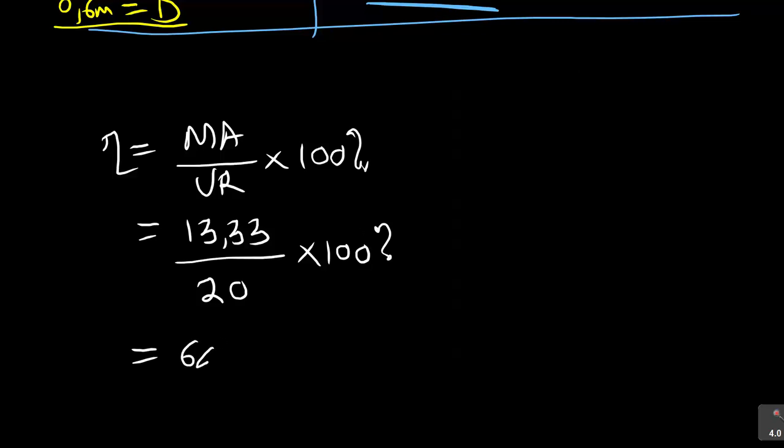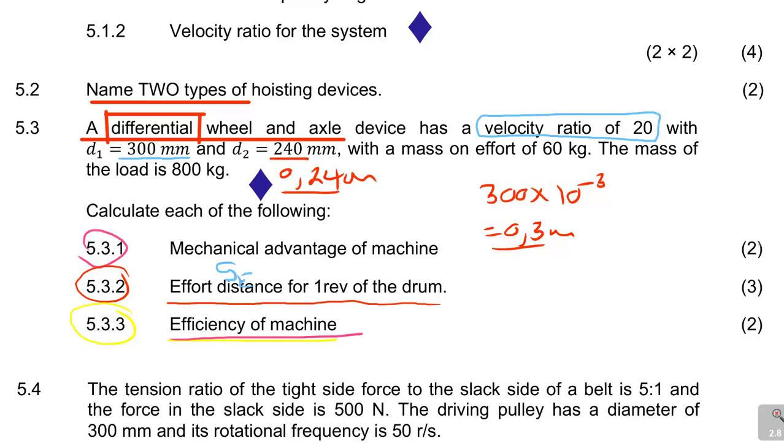So this is 66.65 percent. That is how you find the efficiency. And then guys, if you look at this, you get a cool 7 marks out of this. It wasn't really difficult, but if you have studied the differential wheel and axle, you'll be able to do that.